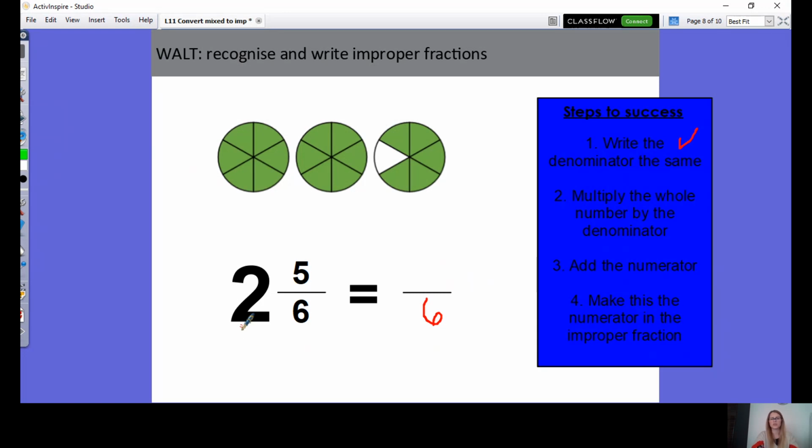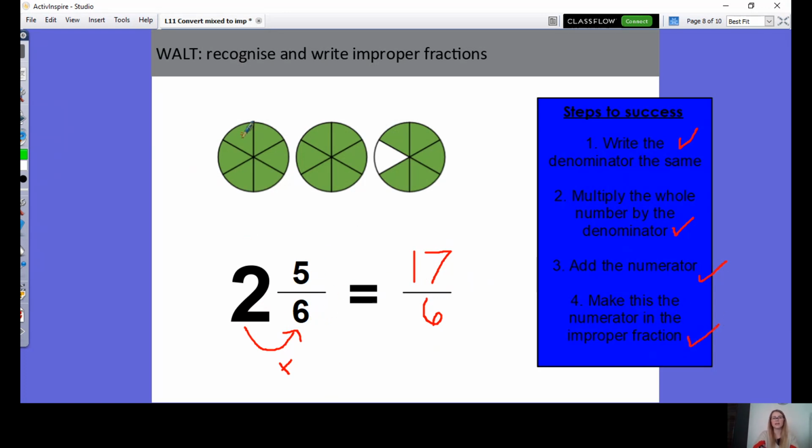So I know I need to do 2 times 6, which I know is 12. So I'm going to keep 12 in my head. 2 times 6 is 12, and then I need to add the numerator. 12 add 5, 12, 13, 14, 15, 16, 17. So I've got 17, and I know that needs to go on my numerator here. So 2 times 6 is 12, add 5 is 17.